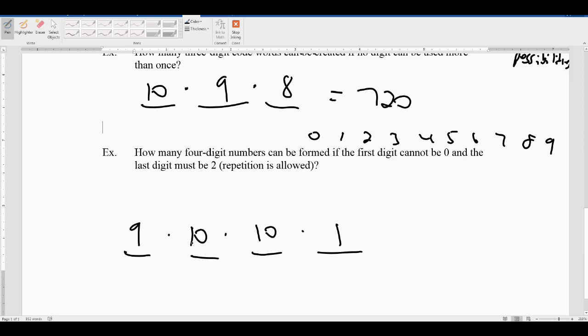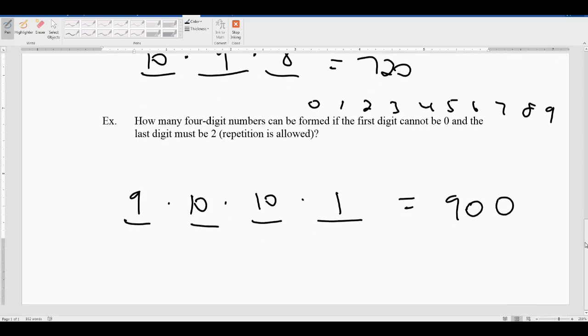So you take 9 times 10 is 90, 90 times 10 is 900, times 1 is 900. And that's how many possible combinations there are. I think that's the last one, and it is.